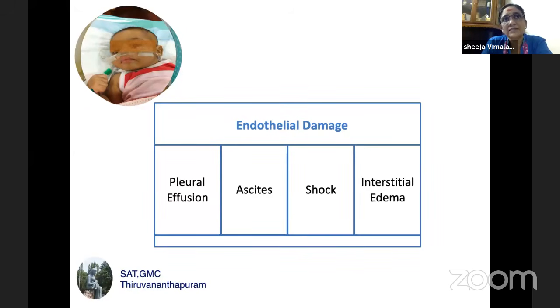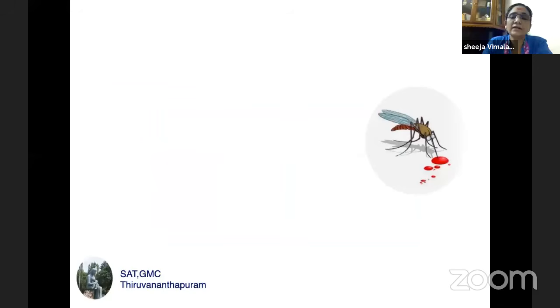And when we say interstitial edema, don't take it lightly. It is not only the cosmetic appearance you're bothered about. Remember, every organ in your body is getting edematous. And as every organ in your body gets edematous, the blood finds it difficult to enter the organs. The nutrient delivery to the organs is hampered, and it causes organ damage. So, interstitial edema is an important cause in the pathogenesis of severe dengue.